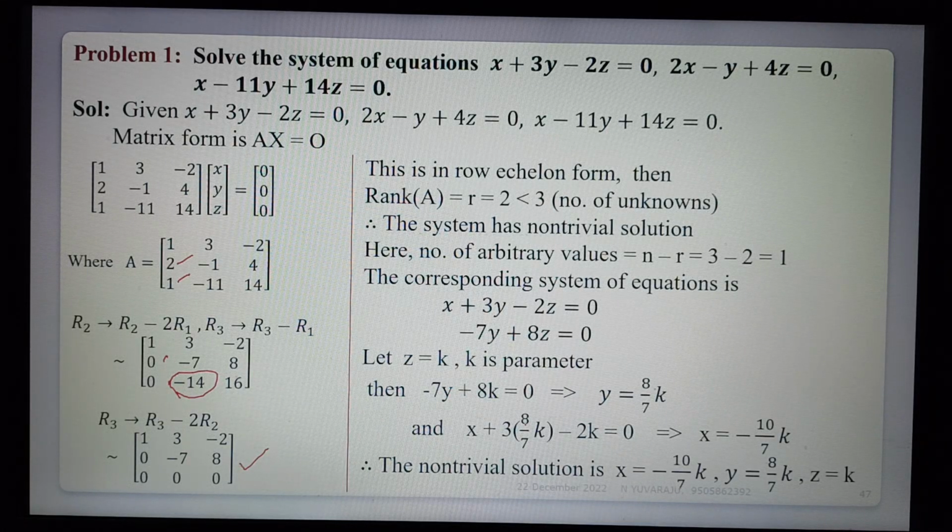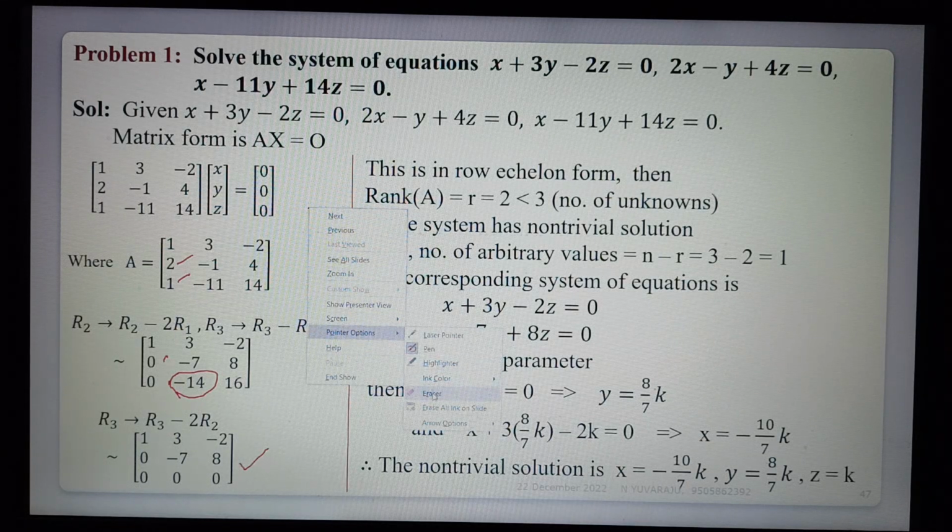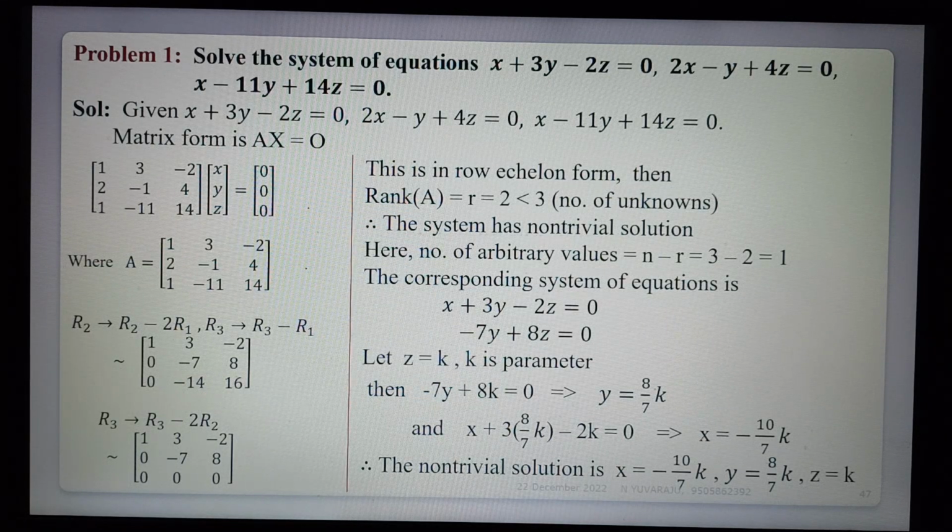Therefore the non-trivial solution is x is equal to minus 10 by 7 k, y is equal to 8 by 7 k, z is equal to k. So this is how we find the solution of a system of homogeneous linear equations. Okay, see the next solution.